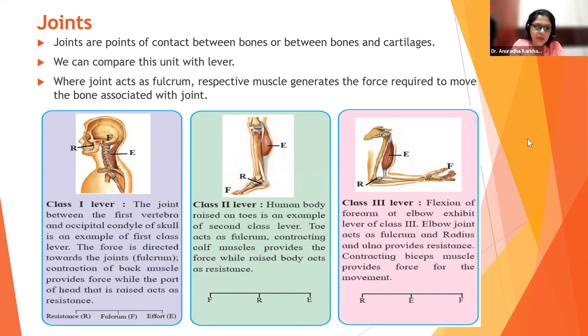What do you mean by this? Just see, the force is directed towards the joint. Just like when I'm going to open this door, my force will be exerted towards the handle. In the same way, here the force is directed towards the joint. That is going to be called what? Fulcrum. Okay. Contraction of the back muscle provides force, while the part of the head that is raised acts as resistance. Come on, try doing this exercise.